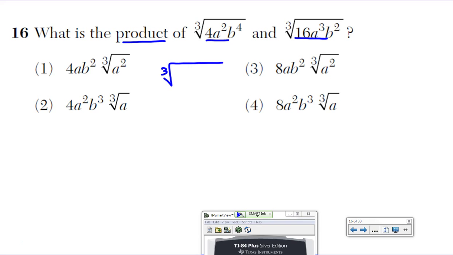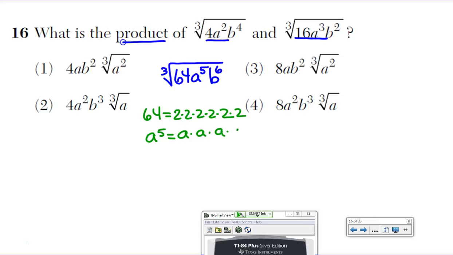4 times 16 is 64. A to the second times a to the third, you add powers, is a to the fifth, and b to the fourth times b to the second is b to the sixth. So now if you want to do the third root, we just have to break down 64. If you tree it down, it is going to be 6/8. Whoops, I'm missing one. So 6/8. A to the fifth, and then b to the sixth.